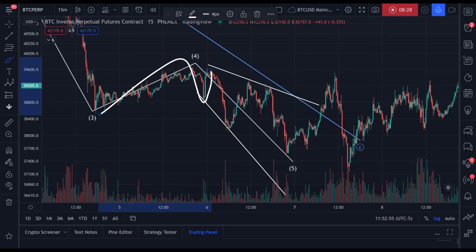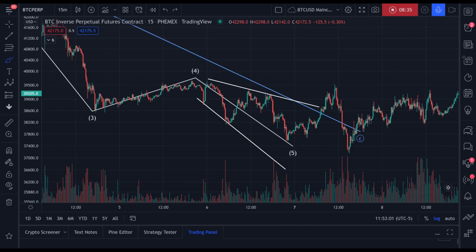It's basically a complex correction, and all of this was a W, right? So that's what I read it as, not knowing that we were already in the wave 5 ending diagonal, okay?